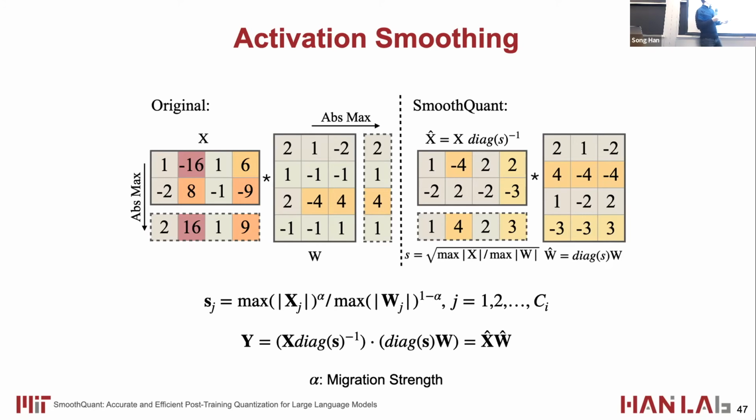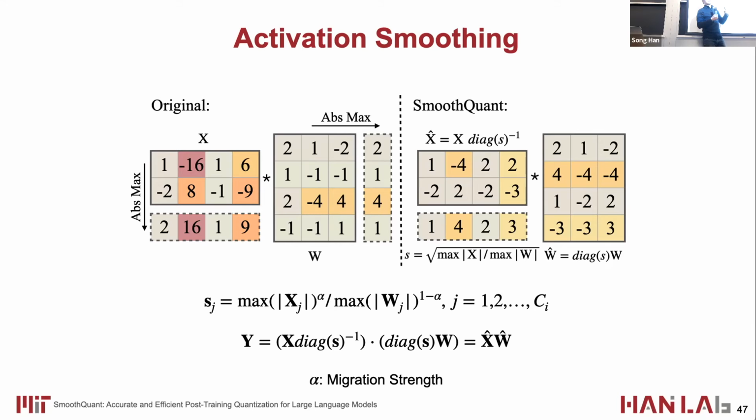On the other side, for the weight, rather than dividing by s, we want to multiply w by s. For example, this is the original w. This is the s, the scaling factor. For each row, the first row will be multiplied with 1. Second row will be multiplied with 4, etc.